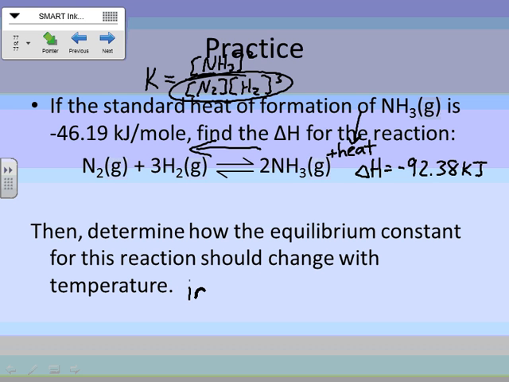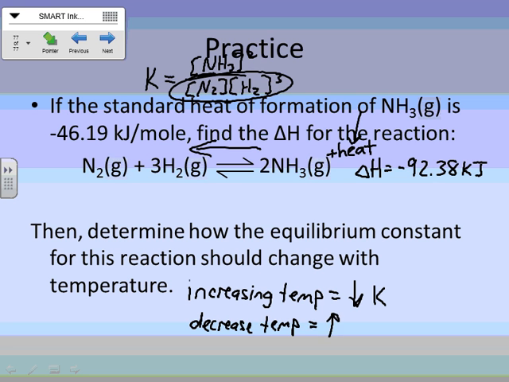So increasing temperature, probably could have just written an up arrow there. Increasing the temperature equals the decrease in K. So essentially, for an exothermic reaction, it's an inverse relationship, right? And then the opposite would also be true. If you decrease the temperature, that's going to lead to an increase in K.